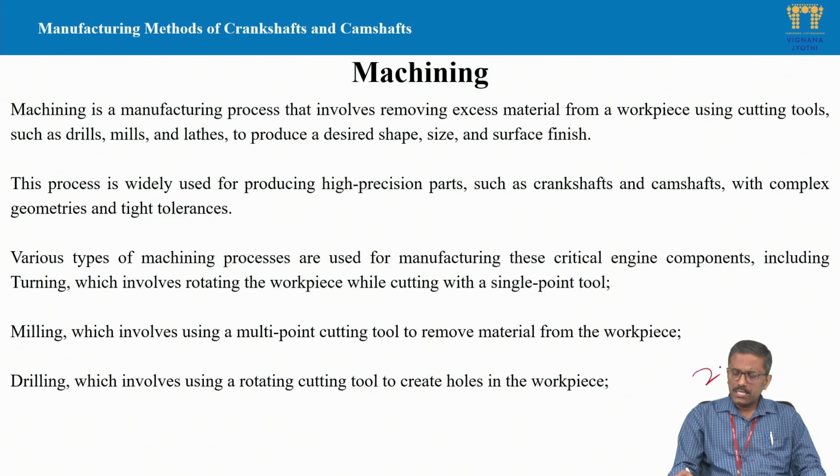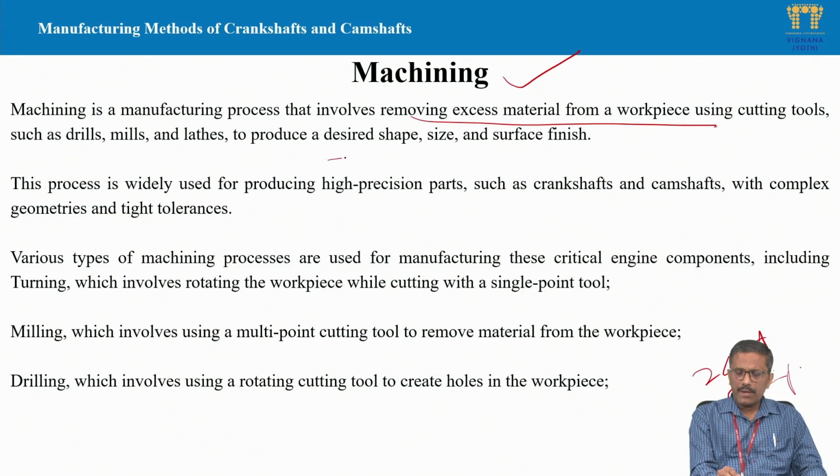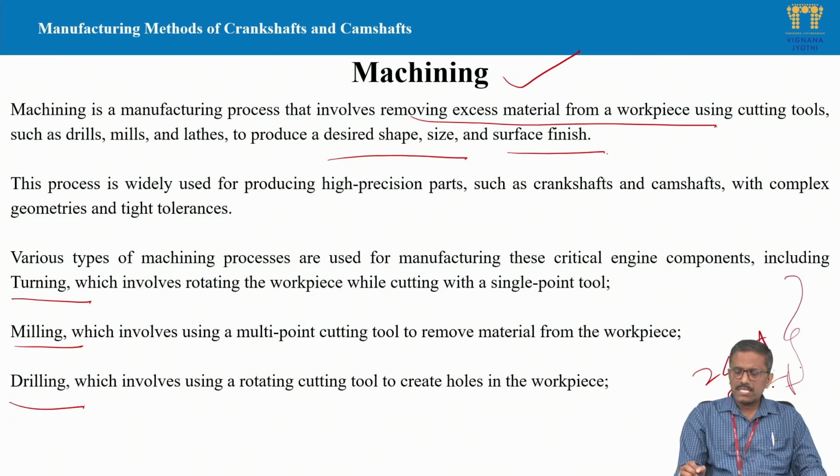After casting and forging, almost every component must undergo the machining process to remove the excess material to get the required dimensions and surface finish. So mostly we use turning process, milling process and drilling process to get the required dimensions and shape. That means final finishing of camshaft and crankshaft.